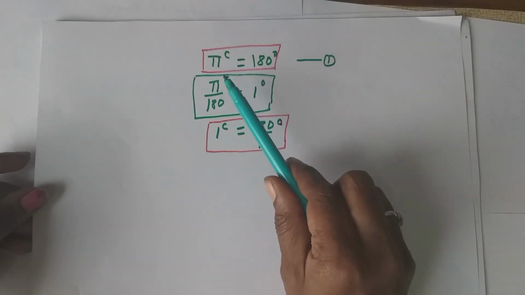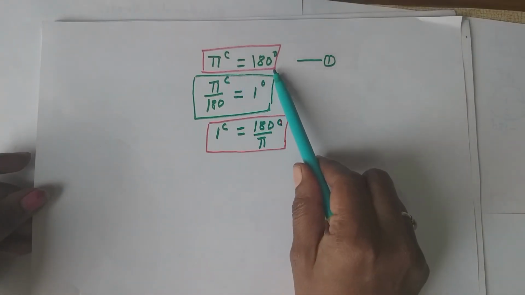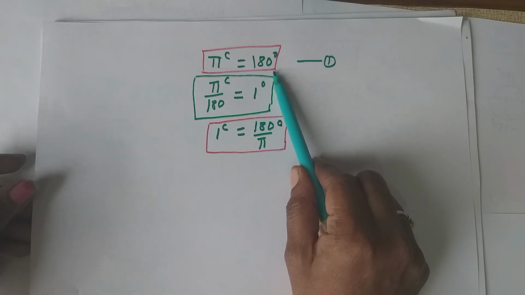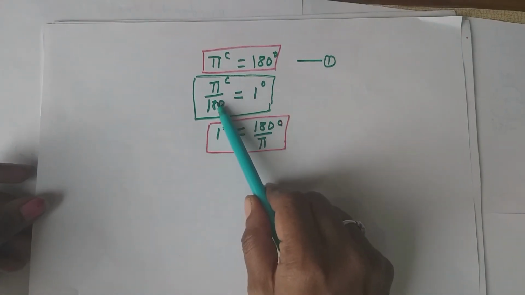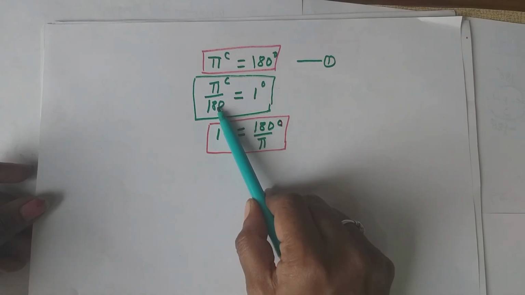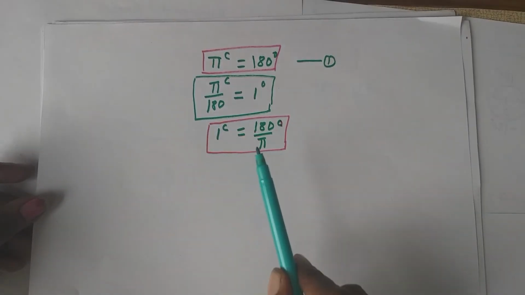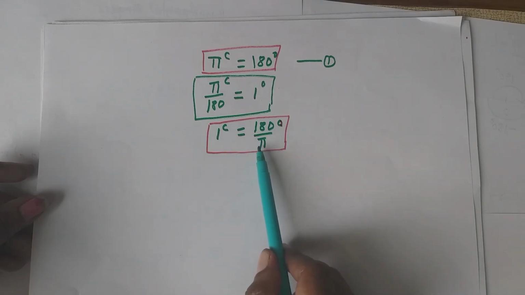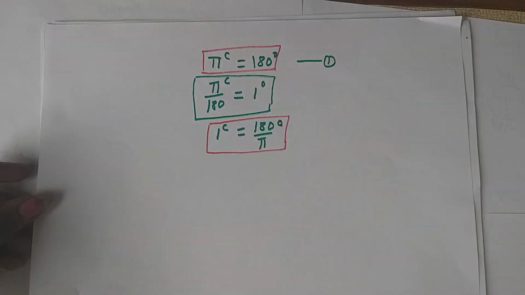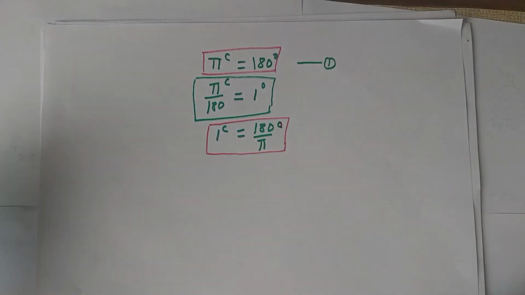This is our basic formula. Pi radians is equal to 180 degree. If we have to convert a degree angle into radians, then you have to multiply that angle by pi by 180. And if you have to convert a radian angle into degree, then you have to multiply that angle by 180 by pi. Means we have to remember all these three formulae. In today's lecture, we have seen how to convert degree angle into radians and radian angle into degree.